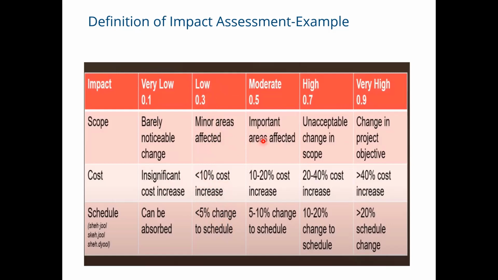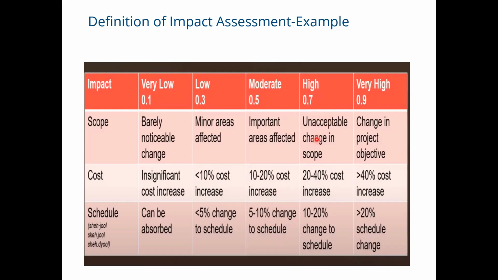So similarly, if it is moderate, it means it may cause some impact, like important areas may be affected for scope, and 10 to 20% cost may be increased, or maybe a 5 to 10% change to schedule may happen. Then we have a high.